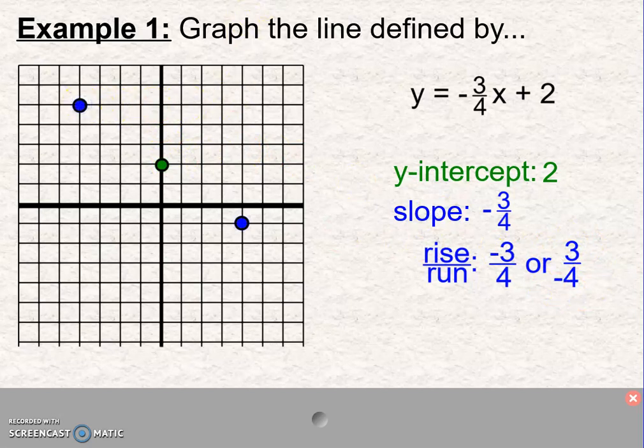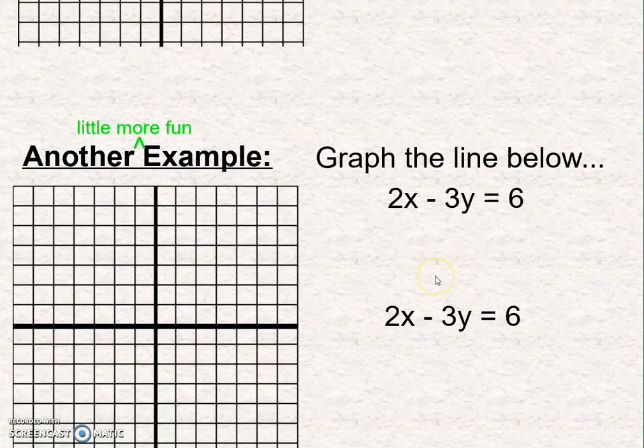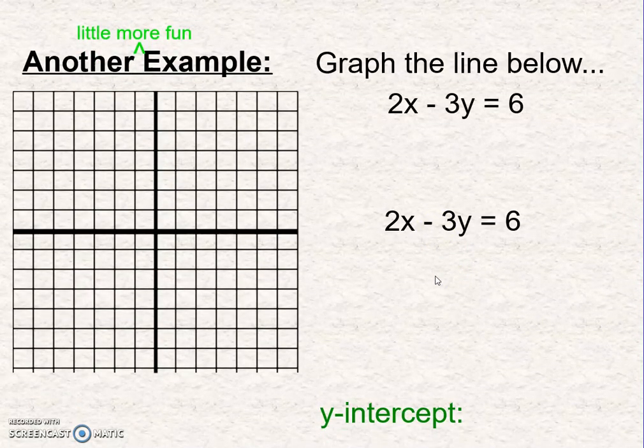And you eventually get enough points that you can draw a nice line passing through all 3 points. Boom. And that's how you graph a line. And we had a whole video on this, playing around, putting things in slope-intercept form to graph a line. Even some of the, let's just call it trickier problems like this, a little bit more of a fun example.